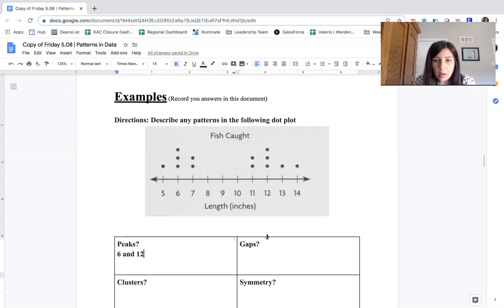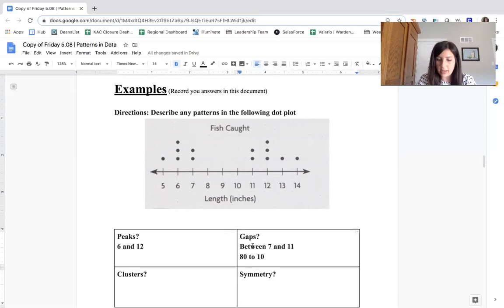Okay, now I'm going to look for gaps. Remember, a gap is when there's a space between or an absence of any data. I definitely see a pretty big gap in this data display. In between 7 and 11, there's no data. So that would be a gap in the data. I can write this 2 ways. I can write it exactly how I just said it, between 7 and 11. Or I can just go straight to where the gap starts and ends, which is 8 to 10. Oh, not 80, that's a lie. Those are 2 acceptable answers, between 7 and 11 or from 8 to 10.